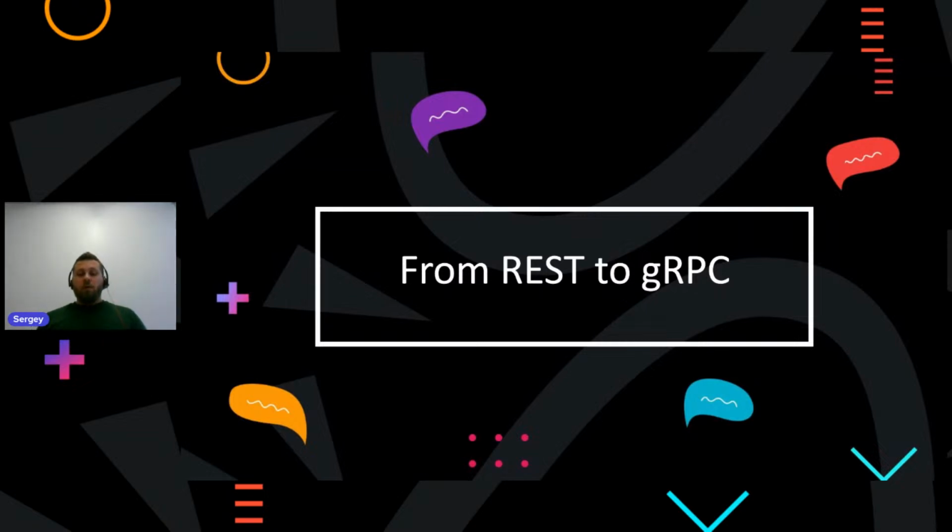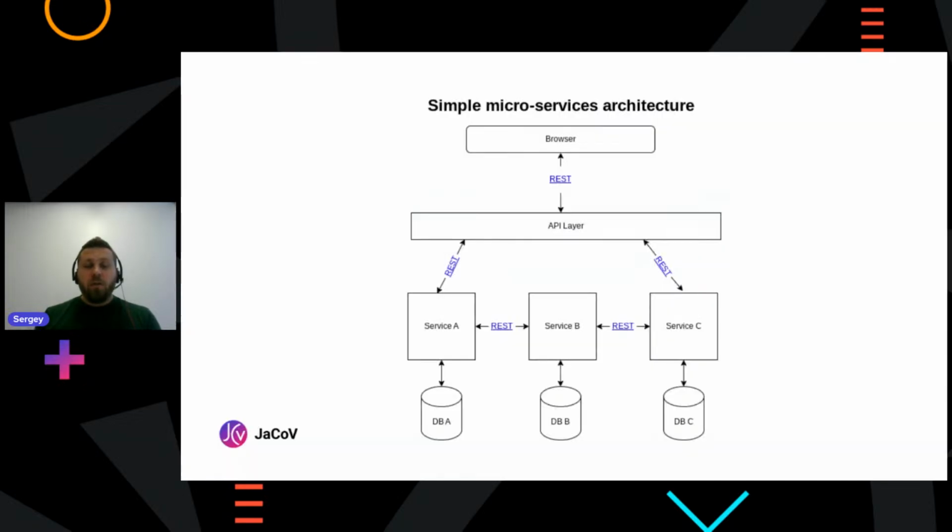To understand better what the difference is, let's see some examples, some drawings. Here you could see a very basic simplified microservice architecture. We have a browser which communicates with services using REST, and services communicate between each other using the REST protocol as well.